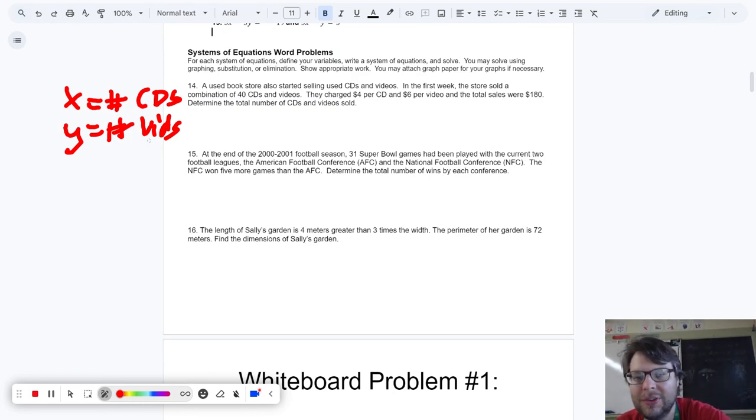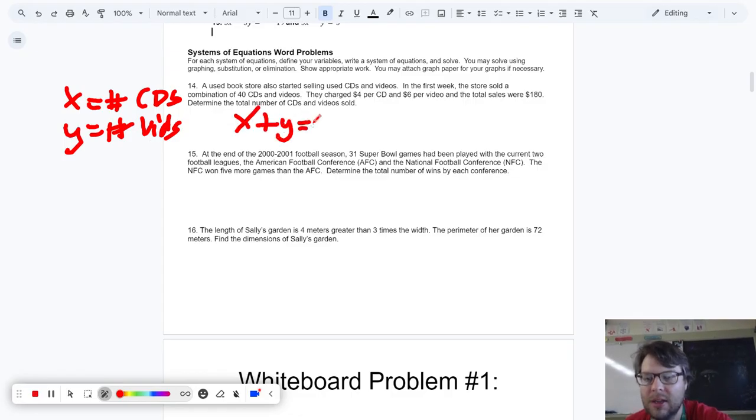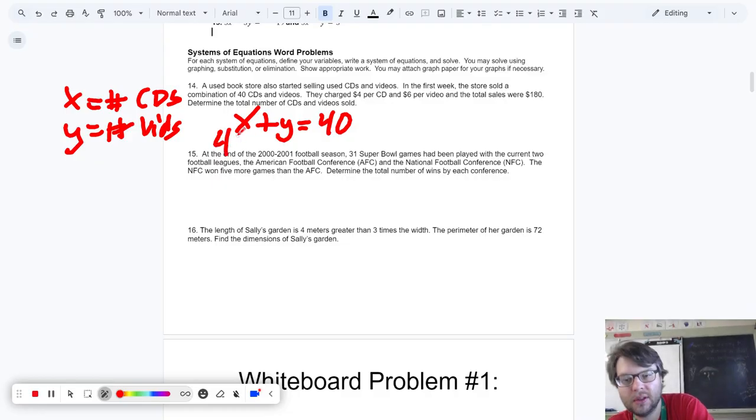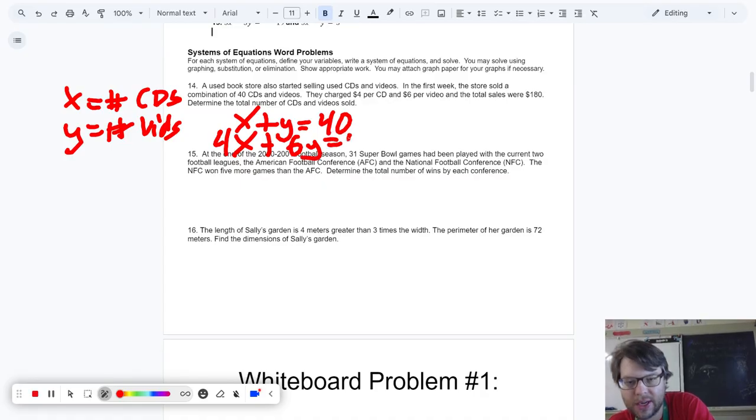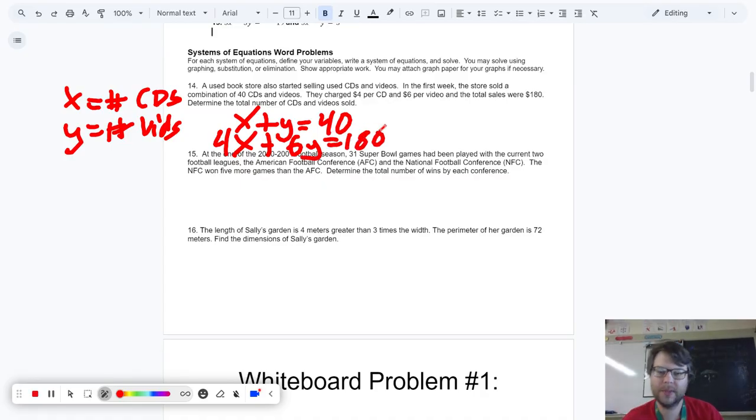So when I read the second sentence about 40 CDs and videos, that would be X plus Y is 40. Because I don't know how that 40 splits up, but I know that the CDs and the videos make 40 together. Then the next sentence, they charged $4 per CD. So that's 4 times X, and $6 per video, 6 times Y, and they sold $180 total. I've got to figure out the total number of CDs and videos.